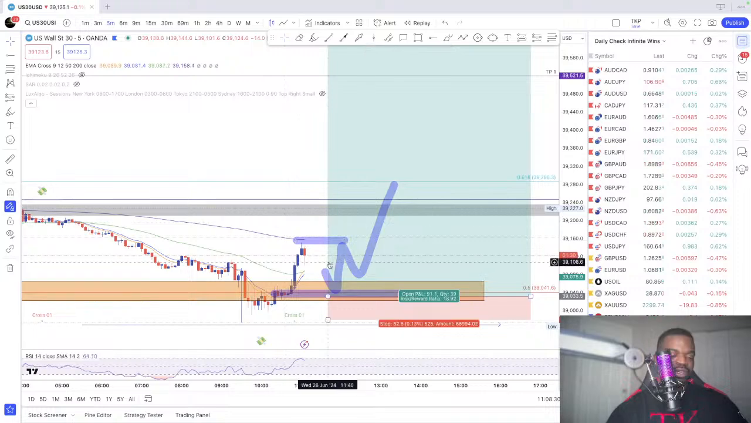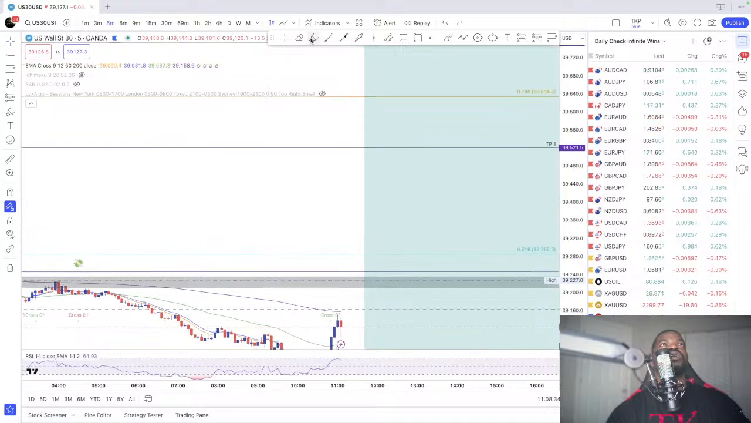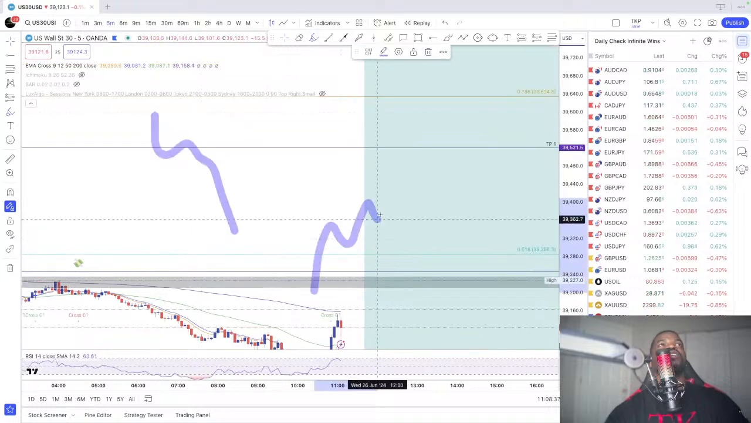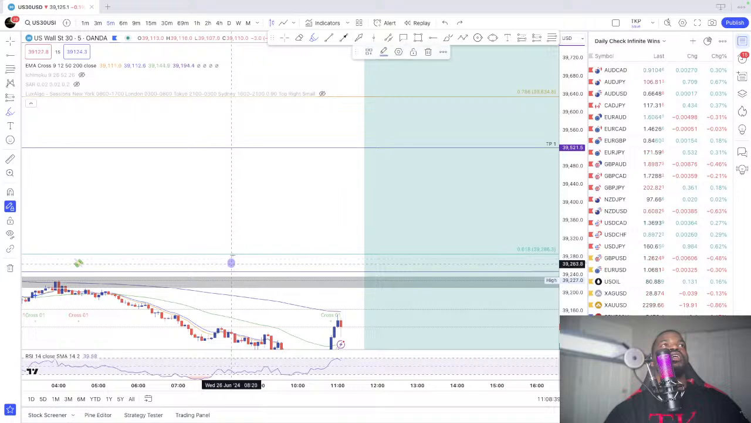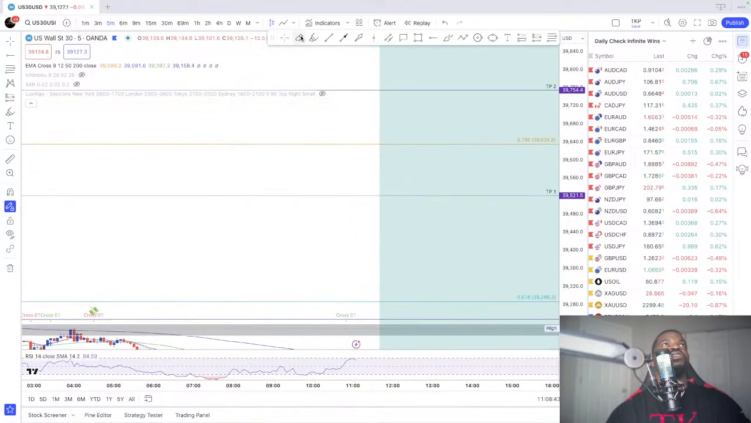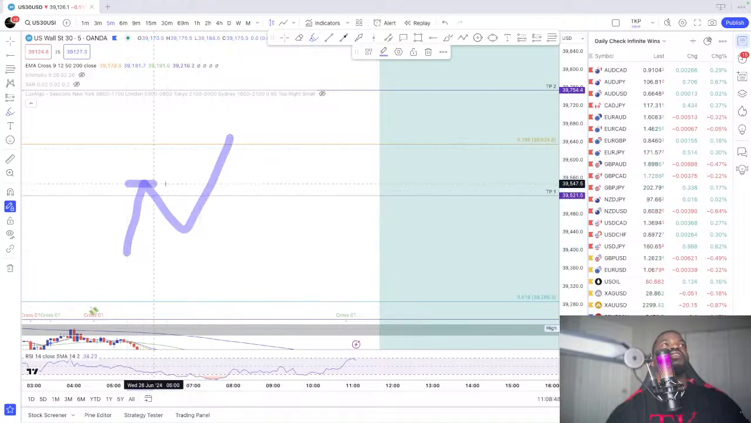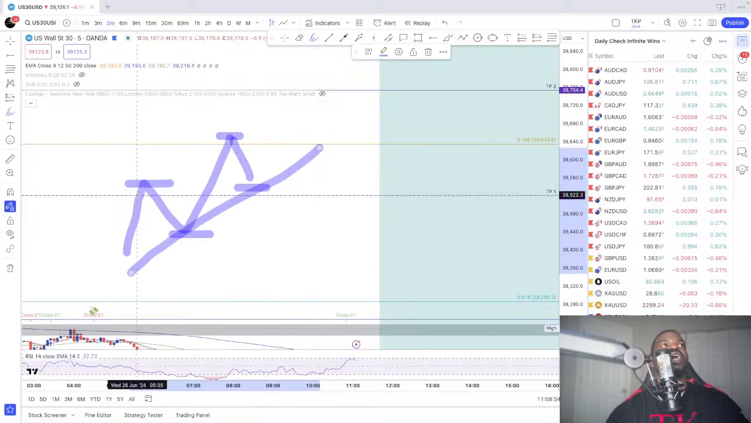Okay? So outside of knowing when price is in a downtrend, knowing when price is in an uptrend, and knowing when price is consolidating, the only thing that you'll need to pay attention to is when you see higher highs and higher lows. As long as you see price making higher highs.